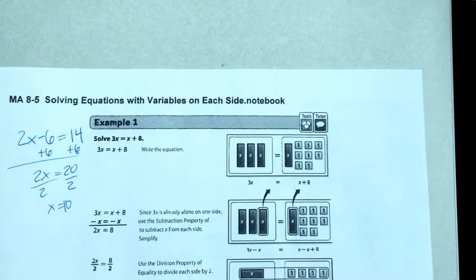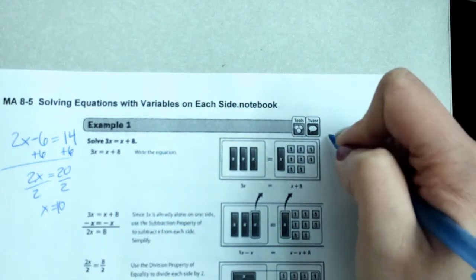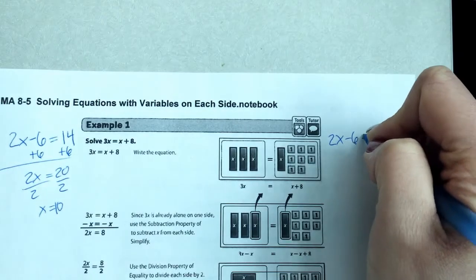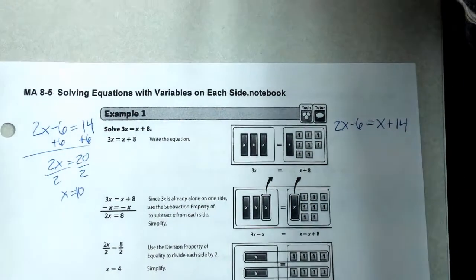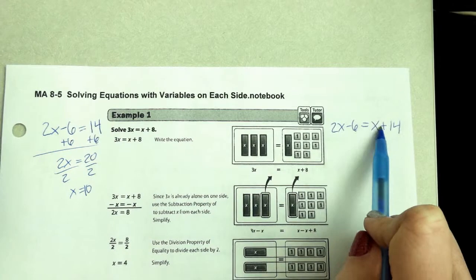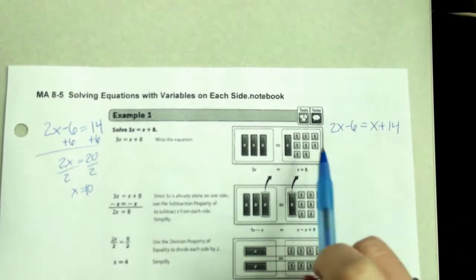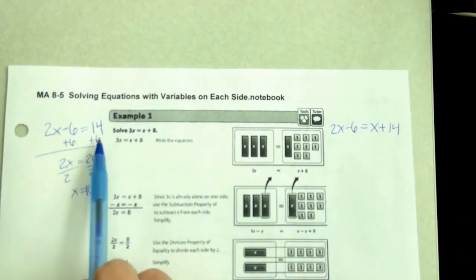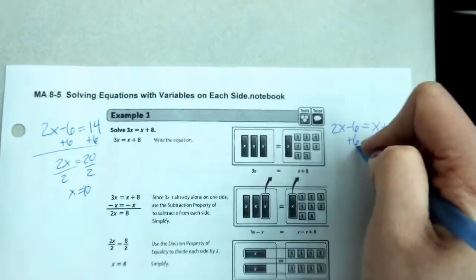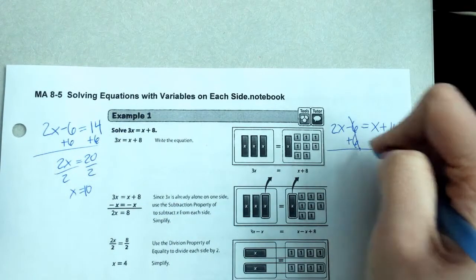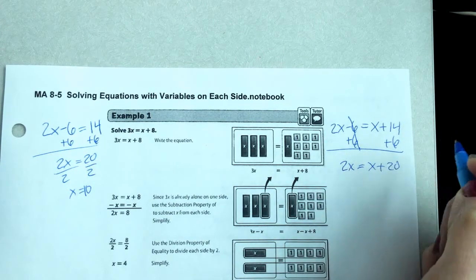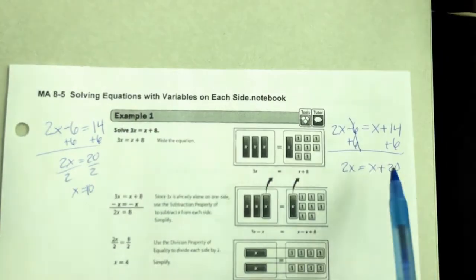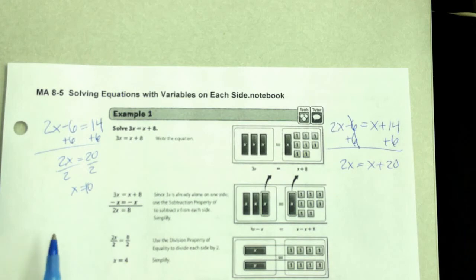This time around, it's going to look like this. The difference here is that now I have a variable on both sides. Okay? It's going to work the exact same way. I can still add 6 on both sides. And now I have 2x is equal to x plus 20. The difference is before I can divide by my coefficient, I have to have these variables on the same side.